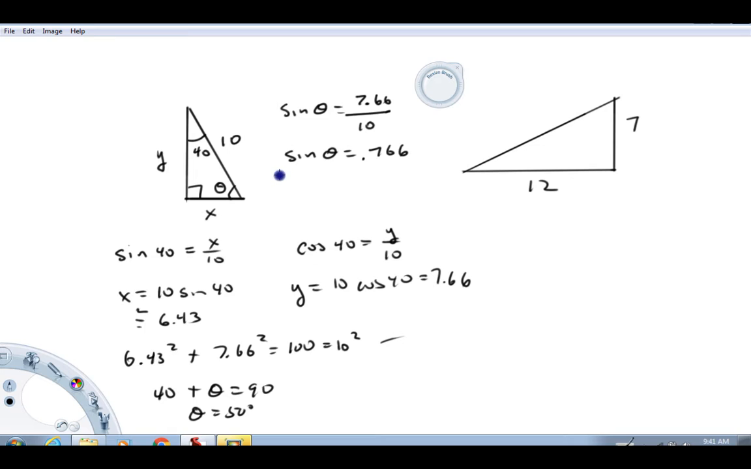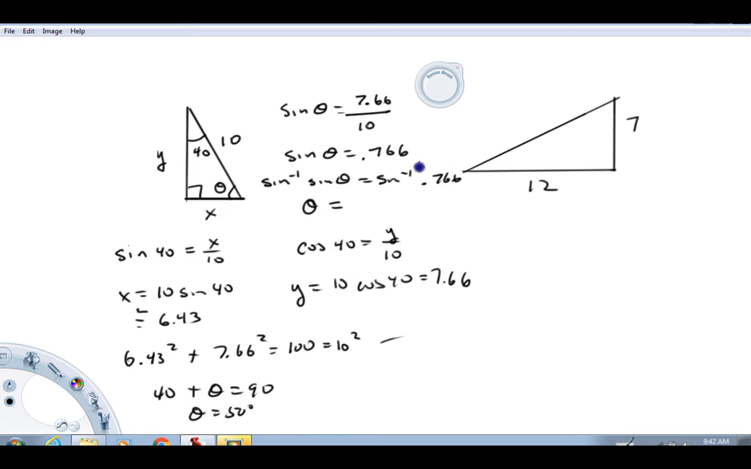If we were to take the inverse sine of both sides, if I actually write it out, it would look like this: sin minus 1 of sine theta equals sin minus 1 of 0.766. And again, this sin minus 1, the minus 1 means inverse sine. I'll make a video on this talking about it in more detail, but basically if you take sine of theta and then the inverse sine, you're back to theta again.